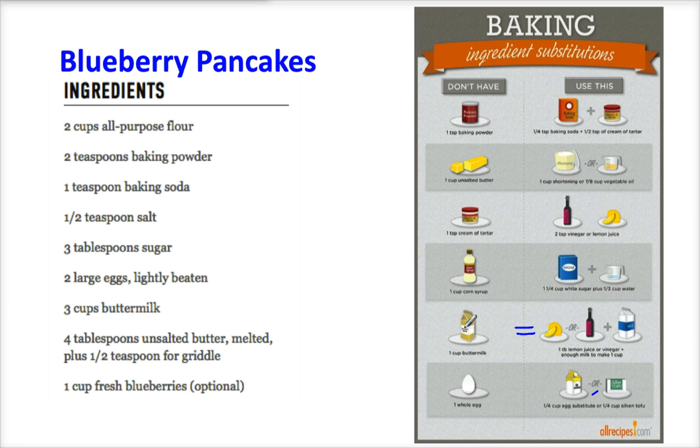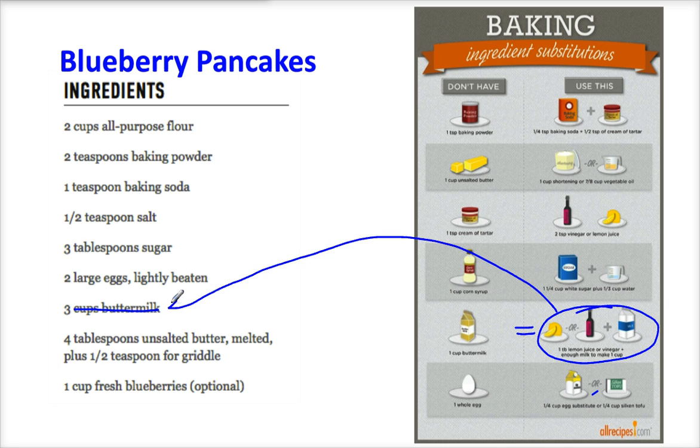Notice it says 1 cup of buttermilk is the same as a tablespoon of lemon juice or vinegar plus enough milk to make 1 cup. So basically, if I don't have buttermilk, I can just use a mixture of milk and vinegar, and it would be the same thing as if I had buttermilk. And so that's what I do. I never have buttermilk, so I use milk and vinegar instead. So I substitute a milk and vinegar mixture instead of the buttermilk, and I get the exact same pancakes.